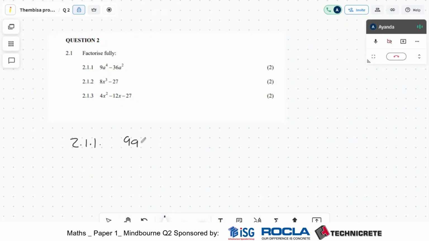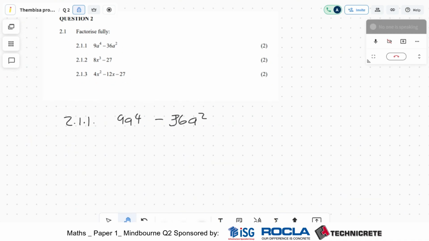We have 9a to the power 4 minus 36a squared. We can take out a common factor of 9a squared because 9 is divisible by 9 and 36 is also divisible by 9. So it's a factor. We have a and the smallest exponent we have here is 2. So that's why we're taking out 9a squared. To get back to 9a to the power 4, we'd have to multiply by a squared. To get to negative 36, we'd have to multiply by negative 4.